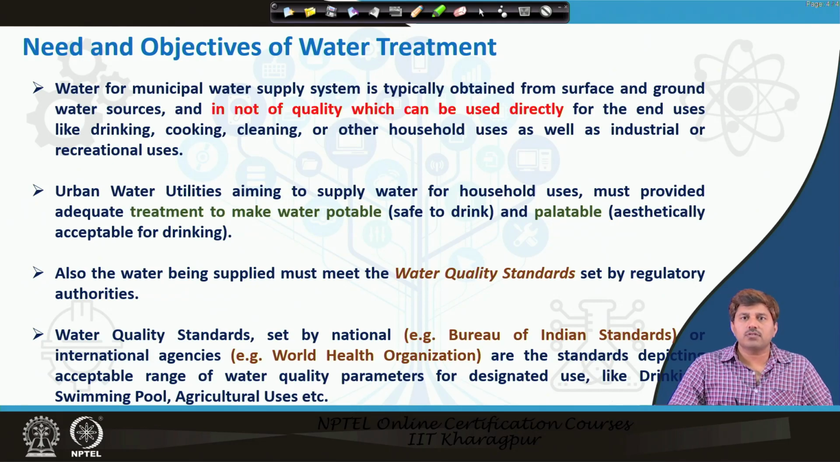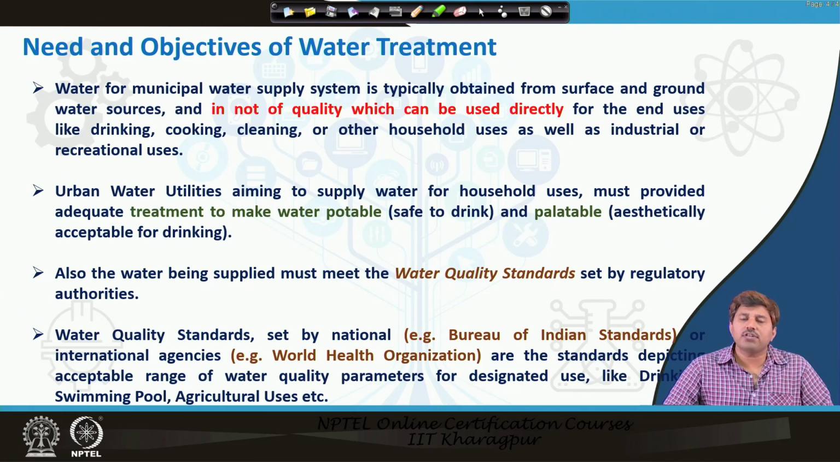So, there should not be too much color, although color might be safe from a health perspective, but people do not want to see colored water coming from their taps. Okay. So, it should not be colored, it should not have any other material, any sense of odor or those kind of things which are aesthetically unacceptable for drinking purpose. So, that is the major goal. Also, the water which is being supplied should meet the water quality standards set by regulatory authorities.